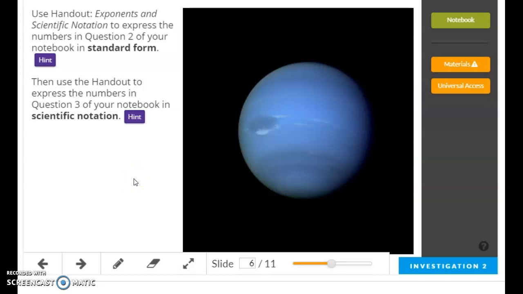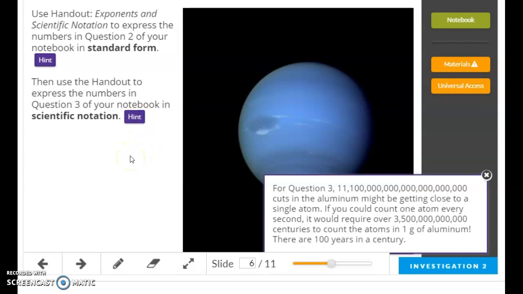And now you're given the standard form. So the very large numbers with all the commas and all the digits. And you're going to use that same handout that you were using to help you in number 2 to convert these numbers that are given in standard form into scientific notation. Okay, so now you're going to be counting the places, the spaces between the digits in order to know what your exponent might be. So go ahead and pause this video and practice doing that on number 3 in your notebook.